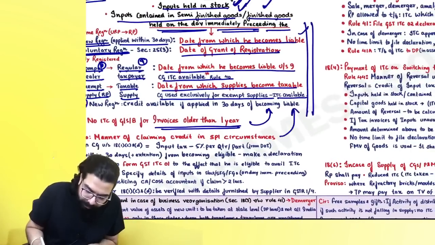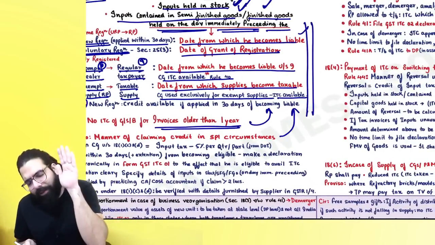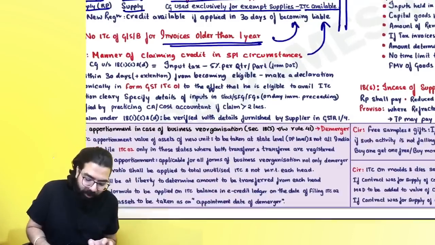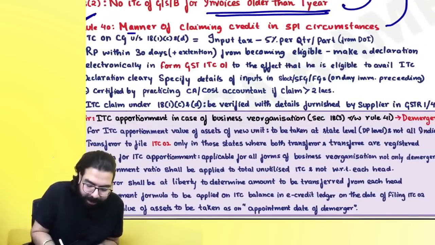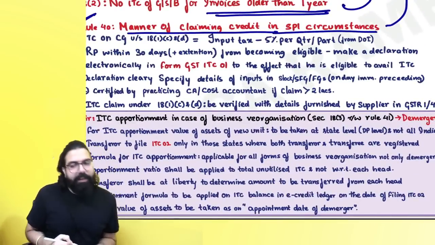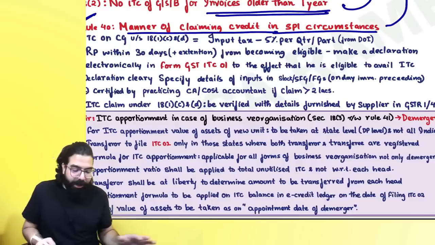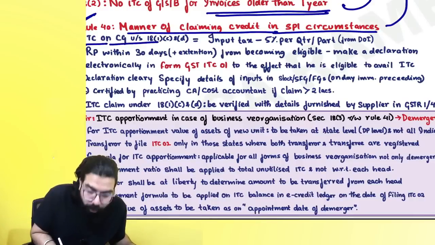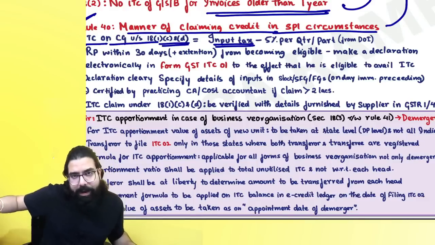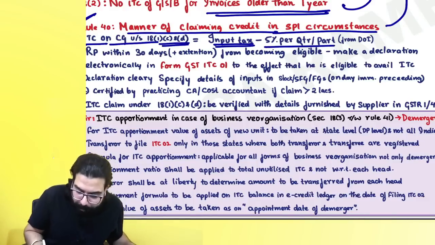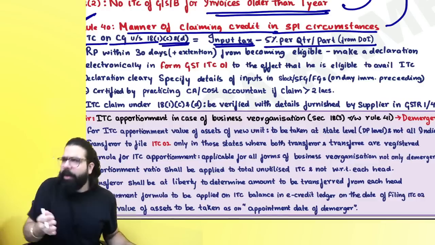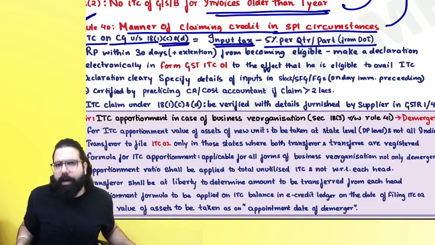Now, special circumstance mein how to take the credit is told by rule number 40. Rule number 40 goes ahead and says, manner of claiming credit in special circumstance. Special circumstance mein how will you take the credit? ITC on capital goods under 18(1)(c) and (d), whatever is the input tax on buying minus 5% per quarter or part thereof from the date of invoice, remaining amount you will be able to take the credit.